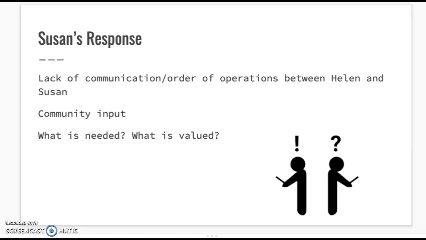I think that Susan's response showed a lack of communication and order of operations between Helen and Susan. I think that everybody had good intentions, but it's a classic example of going about things differently, trying to reach the same goal. Susan's goal was community input; she wanted the community to have input and put it up against her. But she was so focused on what is needed and what is valued that she didn't really assert why she was the leader and what she has to offer.